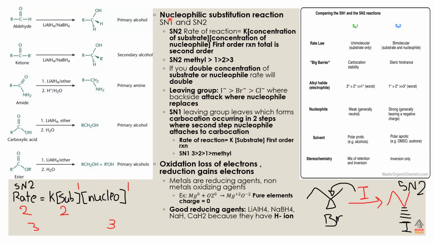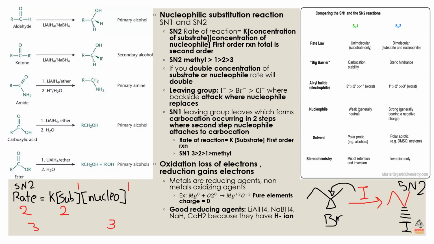The SN2 we're going to start with is where it occurs in one step, like I said, and the rate of the reaction is K times the concentration of the substrate times the concentration of the nucleophile. Individually they're first order, but together in total it's a second order reaction. So if the substrate doubles, the rate doubles. If the nucleophile triples, the rate triples.